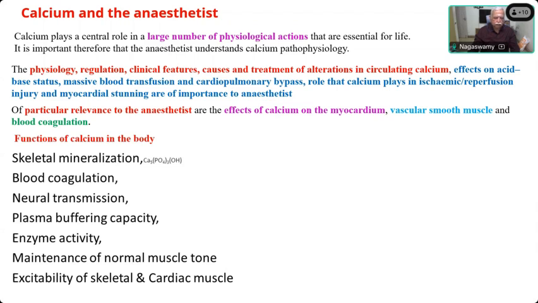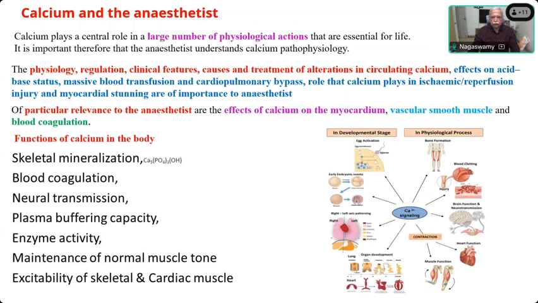Skeletal mineralization, that is a very important thing. For the bone to be strong, you require calcium. So the maintenance of skeletal mineralization or density of the bone is maintained by calcium. It also is important for blood coagulation. It is important for neural transmission. It also helps to some extent in plasma buffering capacity. It is very important for normal enzymatic activity and normal muscle tone and excitability of skeletal and cardiac muscle. All these things are done by calcium.